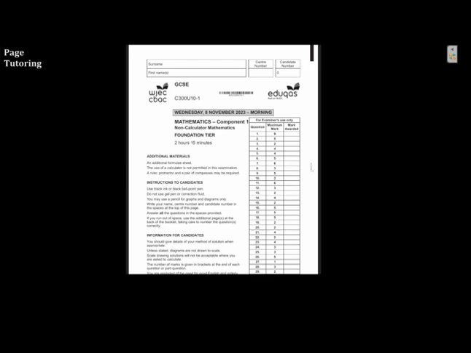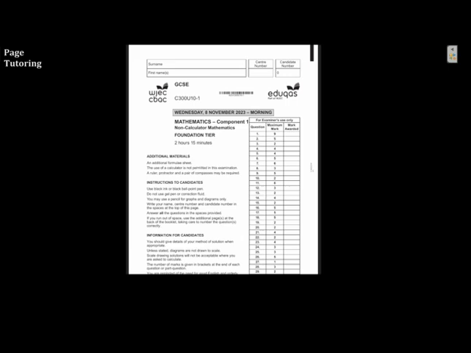So, before we fully crack in, it's always worth having a quick review of the front page. This will tell you how long the exam is going to be, so that's 2 hours 15 minutes. With this being the non-calculator paper, this counts for 50% of your total grade. This paper is marked out of 120 marks and has 32 questions.